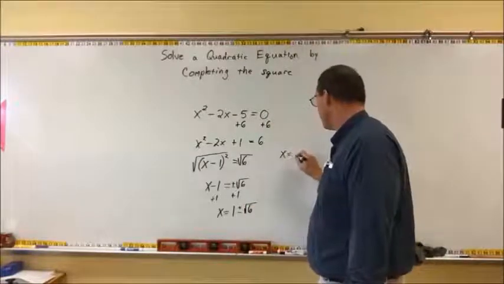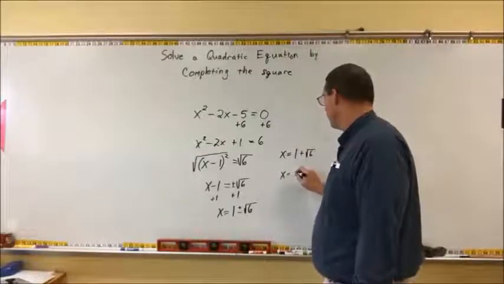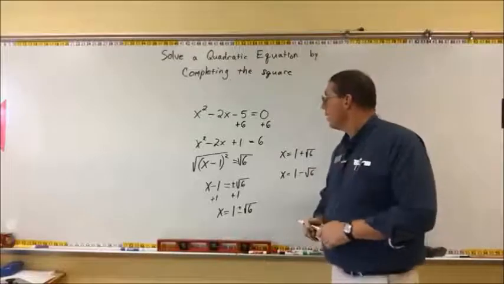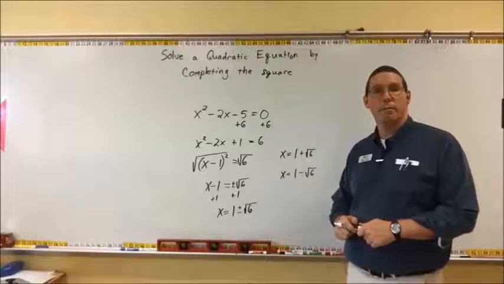So our two answers are x is equal to 1 plus the square root of 6, and x is equal to 1 minus the square root of 6. And that's how we solve quadratic equations, by completing the square.